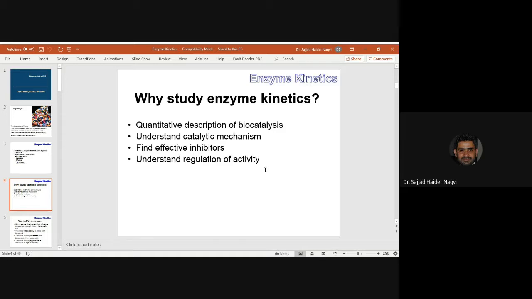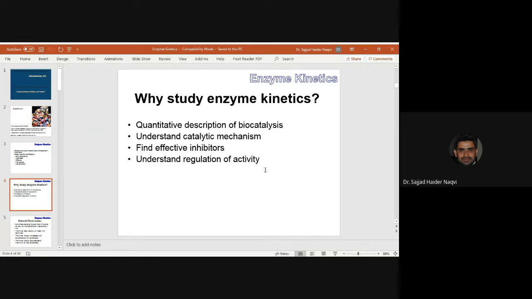Then, a very important part of enzyme kinetics is to find out the role and effectiveness of inhibitors. When we know the mechanism and the enzyme kinetics, we can figure out what sort of effect can be produced by an inhibitor on the enzyme, because knowing the mechanism gives you an indication of how the inhibitors are working, what the mode of action of the inhibitors is for that particular enzyme.